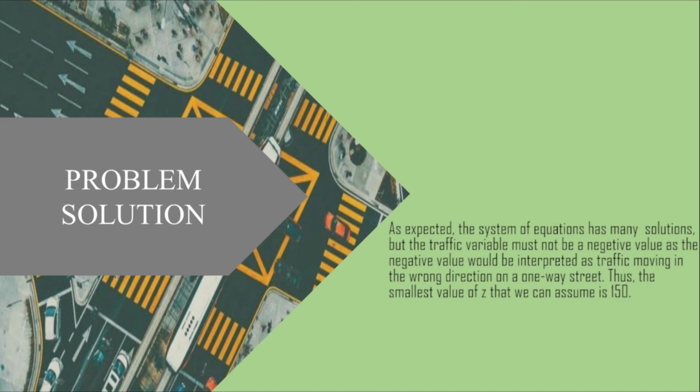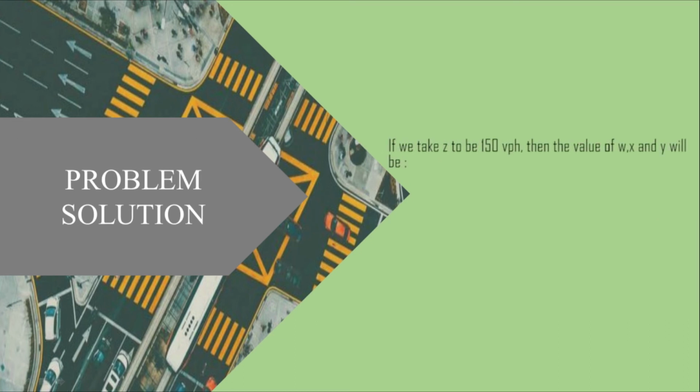The system of equations has many solutions, but the traffic variables must not be negative, as a negative value would be interpreted as traffic moving in the wrong direction on a one-way street. Thus, the smallest value of Z that we can assume is 150. If we take Z to be 150 vehicles per hour, then W equals 95 vehicles per hour, X equals 0 vehicles per hour, and Y equals 60 vehicles per hour.